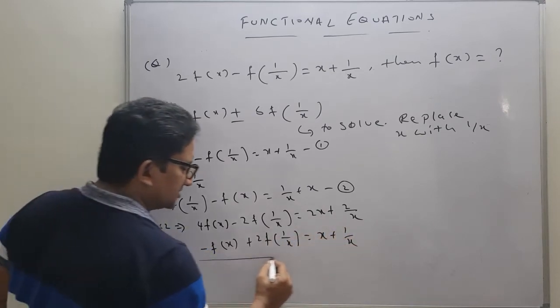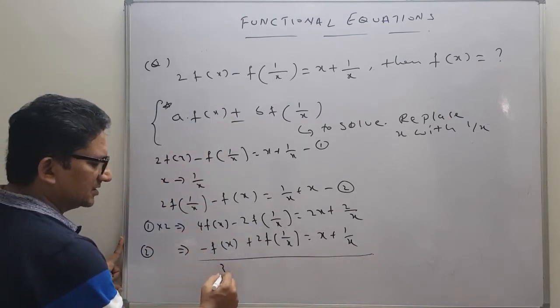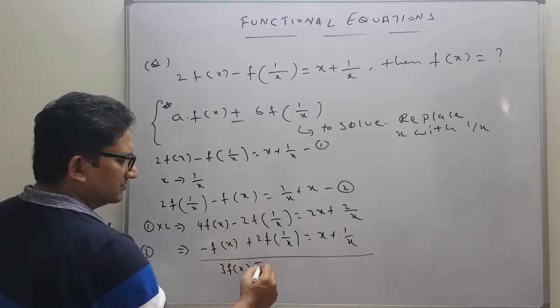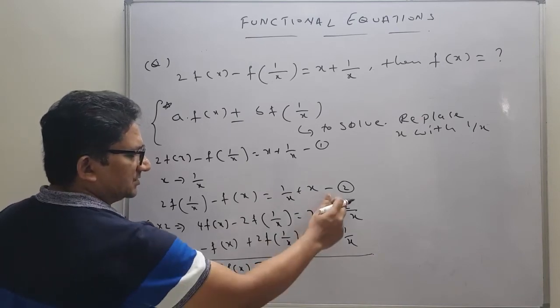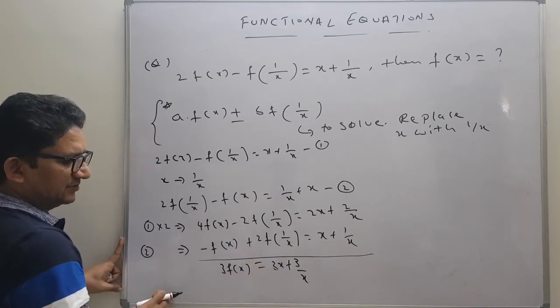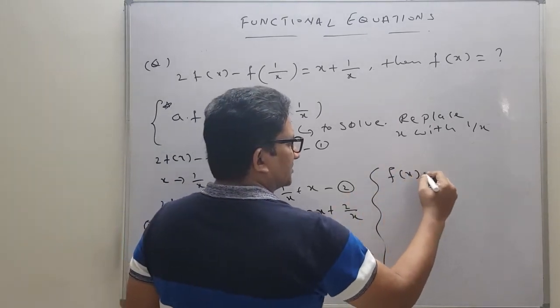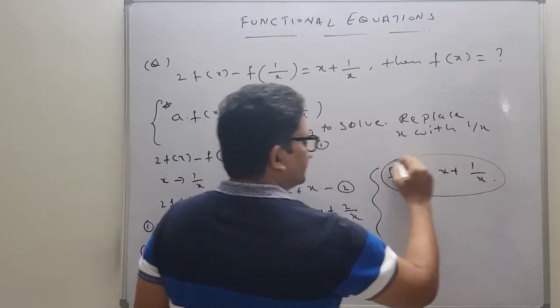Now we add these two. When you add both, 4 minus 1 gives 3 times f of x. These two terms get cancelled. It equals 2x plus x is 3x, plus 2 by x plus 1 by x is 3 by x. Eliminating 3 from both sides, finally we get f of x equals x plus 1 by x.